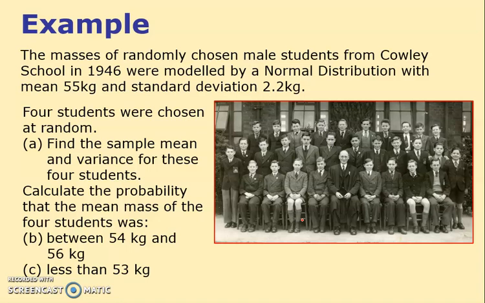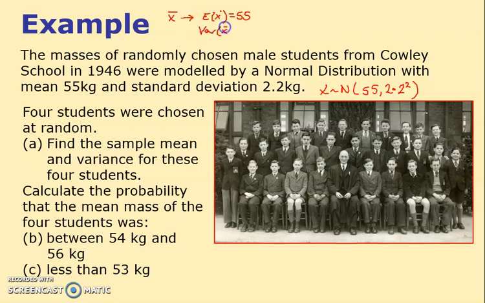So the masses of randomly chosen male students from Cowley in 1946 were modelled with this distribution. So X is normally distributed 55, now it says the standard deviation is 2.2, so it's 2.2 squared. Should remember that. 4 students were chosen at random. Find the sample mean and the variance for these 4 students. Well, we should straight away say then that the sample mean, I'm expecting the E of x bar would be still 55.